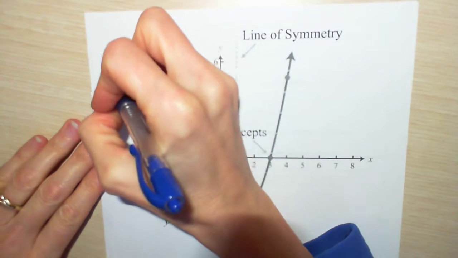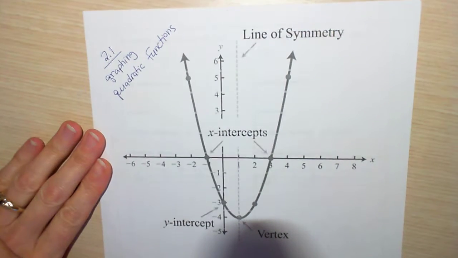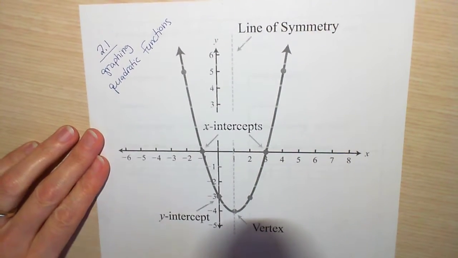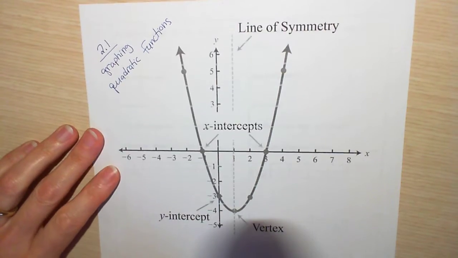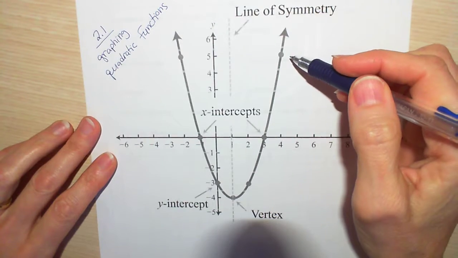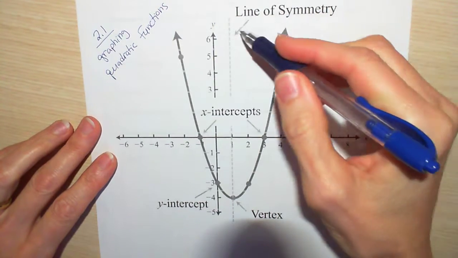This video is for Lesson 2.1, Graphing Quadratic Functions. So this diagram is in your notes. Just want to do a quick review of this. This is your parabola, is the name we give to the graph for a quadratic function.